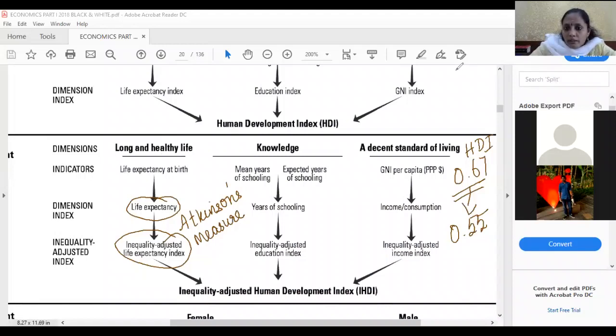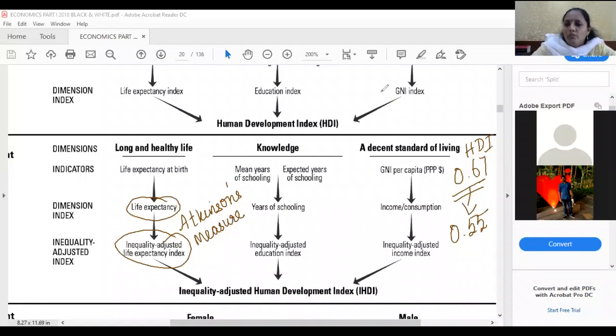You cannot apply it directly for HDA because you are taking it only as a geometric mean. It is like at the cross-country level. When you are looking at this, you're going to adjust for the values of differences within your country. So this Atkinson measure hails from the differences within your country.